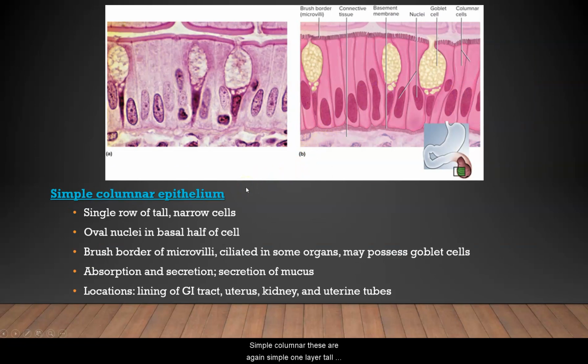Okay, simple columnar. These are, again, simple, one layer, tall, narrow cells. They have oval nuclei in the basal half. So the nuclei are all lined up towards the basal lamina, the basal side of the cell. Here you'll find this type of tissue with the brush border of the microvilli. They're sometimes ciliated, meaning they have these cilia on top, these hair-like structures. And some of them may possess goblet cells. There are those goblet cells again. What these are good at: absorption and secretion, and also secretion of mucus. You'll find these in the lining of the gastrointestinal tract, uterus, kidney, and also in the uterine tubes.